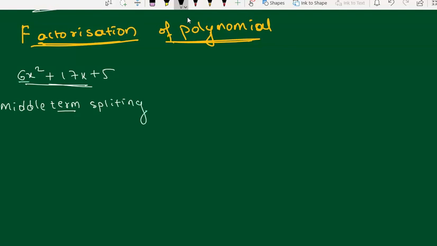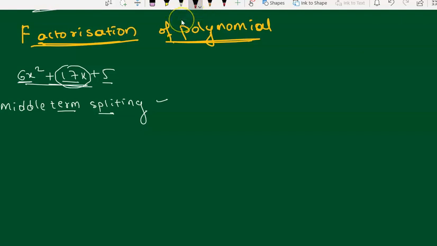And I hope you already know what a term means. Here we have three terms: this is one term, second term, third term. The middle term is this one. We have to split the middle term, that is the splitting method. In middle term splitting, we have to split the middle term, but how to split it? So some steps you have to follow.